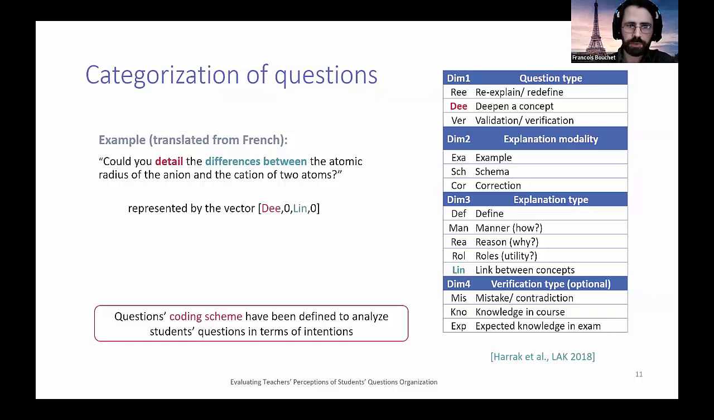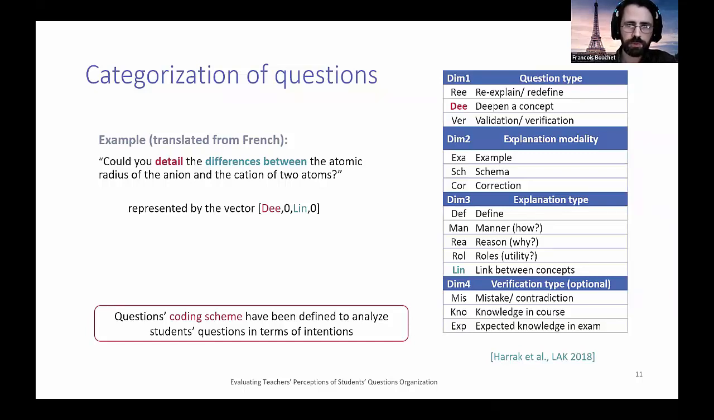For instance, I'm not going to detail the coding scheme, I can get back to it if you have questions, but just to illustrate how it works, if I have the following sentence, it would be annotated as a request to go beyond what's already given in the course, and in order to explain a link between 2 concepts.